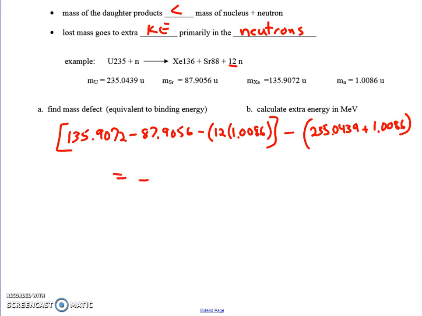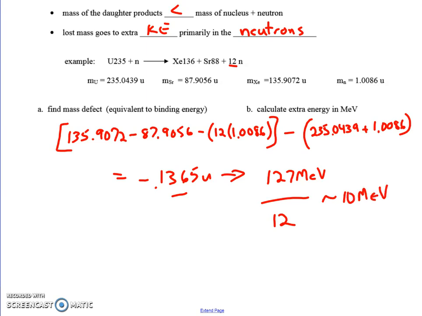This mass defect is negative 0.1365 u. That's quite a bit, and that translates to an extra energy of 127 MeV if I multiply this number by 931. So we can see we get a pretty decent amount of energy. Now that 127 MeV is distributed amongst those 12 neutrons, so if I divide this by 12, I get approximately 10 MeV per neutron. So it's not quite as power packing as, let's say, a fusion reaction in terms of energy per neutron.